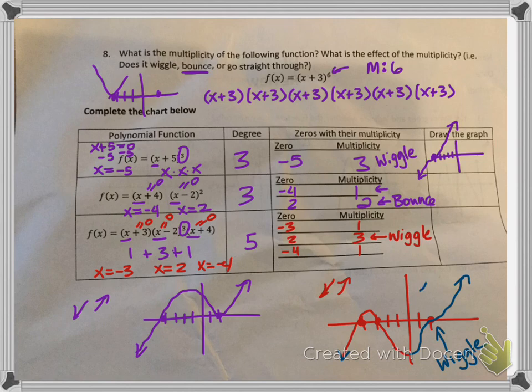So this graph goes here. And then the purple graph goes up there. Okay, so that's your review. Those were all the questions.